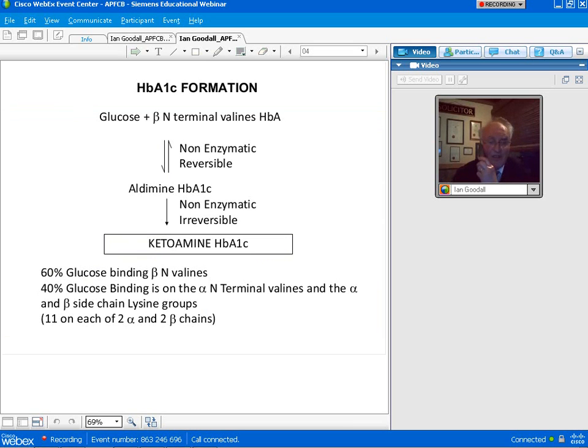Briefly, hemoglobin A1c is formed by a two-stage reaction, glucose reacting with the N-terminal valines of hemoglobin A in a non-enzymatic reversible fashion to form aldimine hemoglobin A1c. That can take just minutes to hours, and you can even do it in a test tube with glucose. Then another non-enzymatic reaction occurs. The first stage is reversible. The second stage is irreversible, forming ketoamine, and this is the thing that we measure in all our assays, either by assays being specific to ketoamine or by pre-treatment washing away the aldimine. 60% of the binding of hemoglobin A1c occurs on the N-terminal valines.